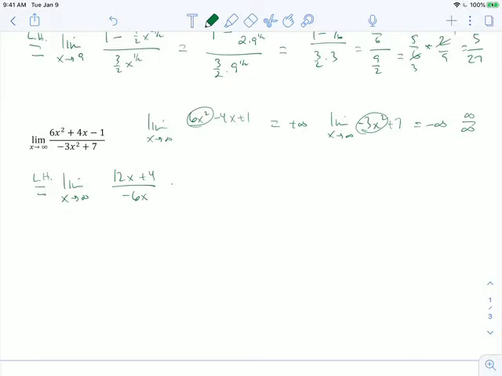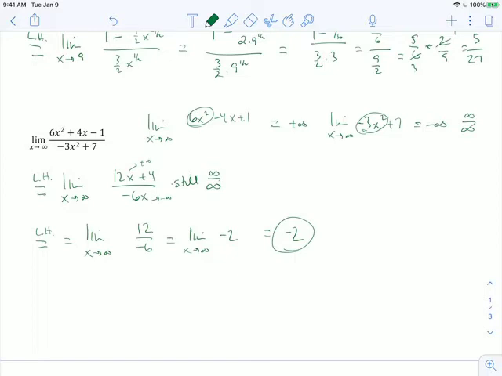And this is still infinity over infinity. As x gets big, 12x is going toward positive infinity. And as x gets big, minus 6x is going toward minus infinity. So I get to apply L'Hopital's rule again to this. And so it's going to be the limit as x goes to infinity of 12 over negative 6, or the limit as x goes to infinity of negative 2, but the limit of a constant is just that constant. And so my answer is that this limit is negative 2.